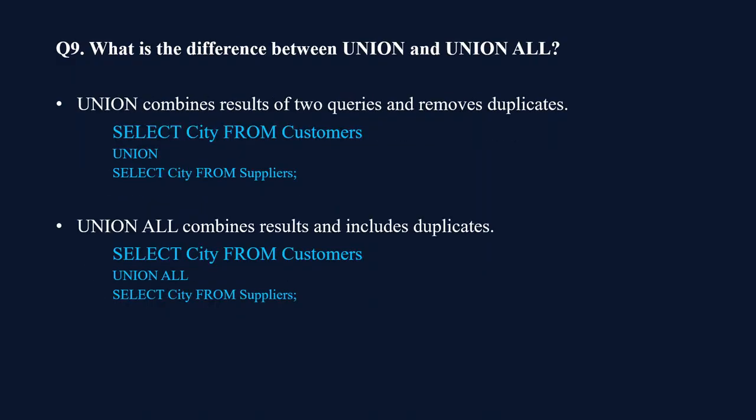Question number 9. What is the difference between UNION and UNION ALL? UNION combines results from two queries and removes duplicates. For example, SELECT city FROM customers UNION SELECT city FROM suppliers. UNION ALL combines results and keeps duplicates. For example, SELECT city FROM customers UNION ALL SELECT city FROM suppliers.